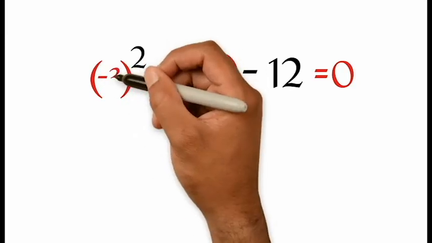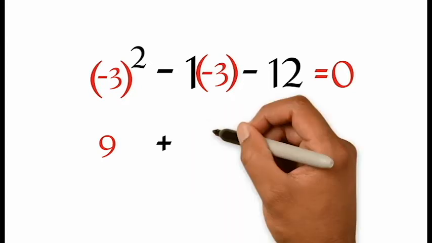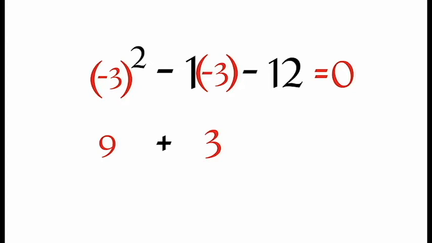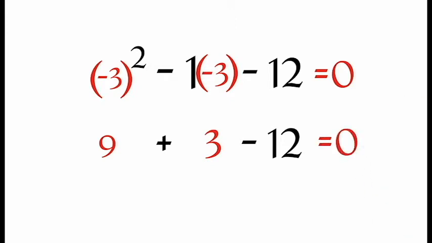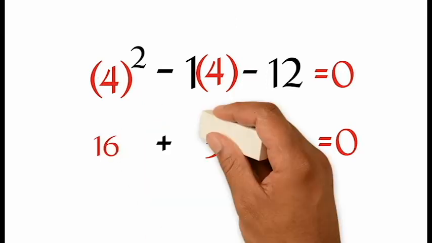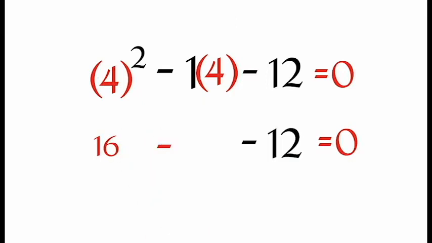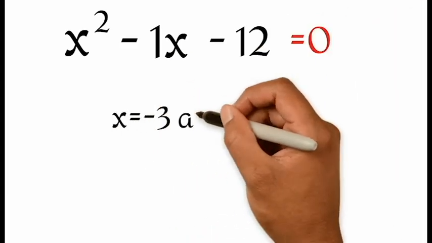Let's try negative 3. Negative 3 squared is positive 9. Negative 1 multiplied by negative 3 is positive 3. We didn't do anything to negative 12. Does the left side equal 0? Yes. There is another number that will work. Try 4. So x is equal to negative 3 and 4.